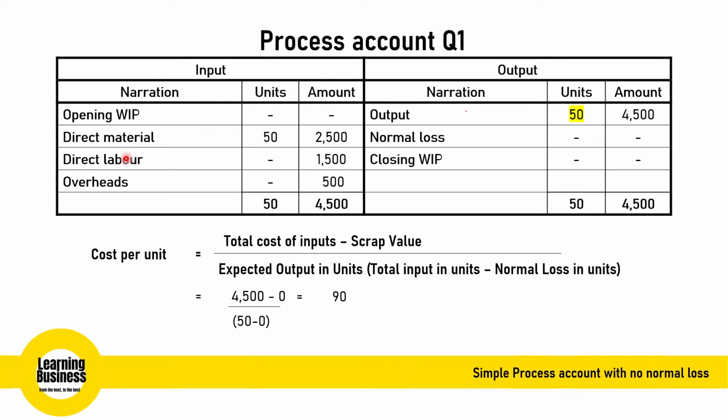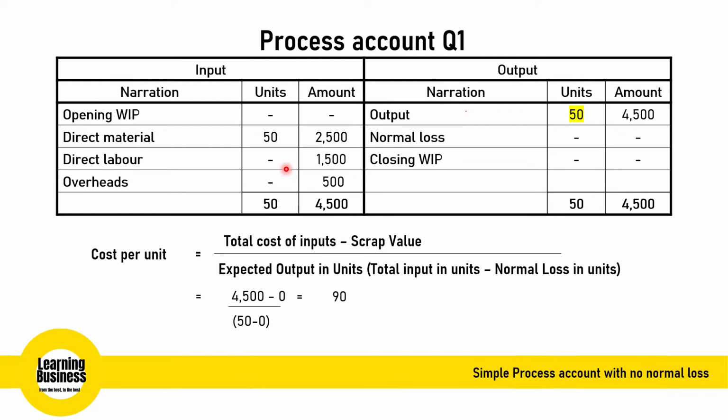Next we had direct labor. In direct labor they have not mentioned units, it was only an amount. So units will be 0 and amount will be 1500. Similarly, even for overheads, units were not mentioned, so it will be 0 as well. But the amount was given as 500. So you will include it over here. Not only for this question, for almost all the questions, they don't mention units for conversion cost, for direct labor and overhead. They will usually only include units for direct material.